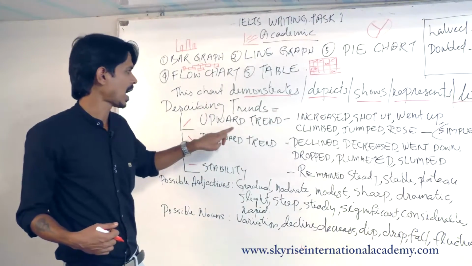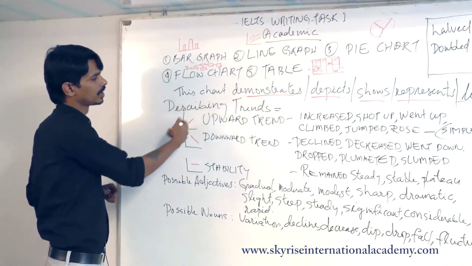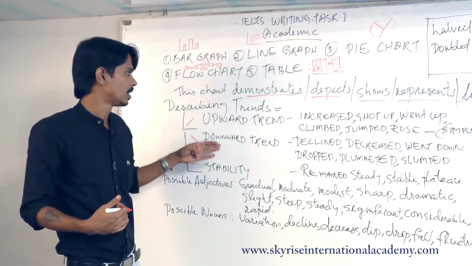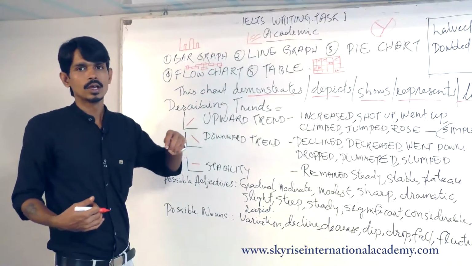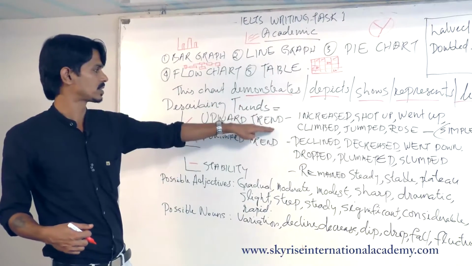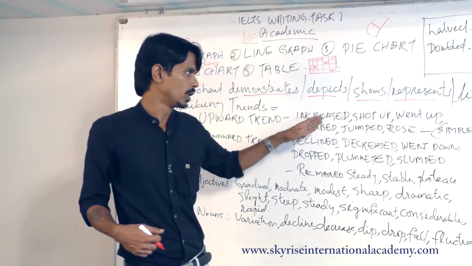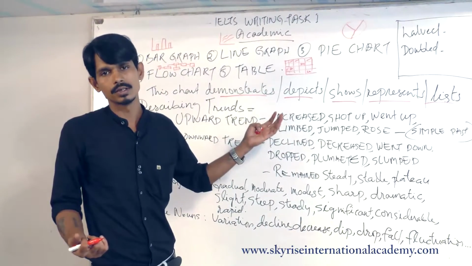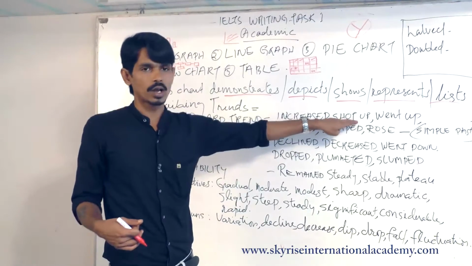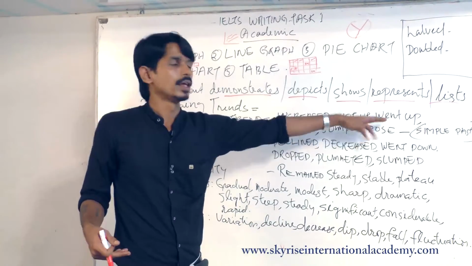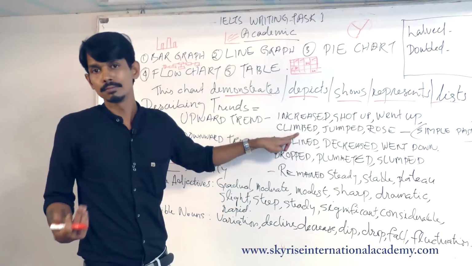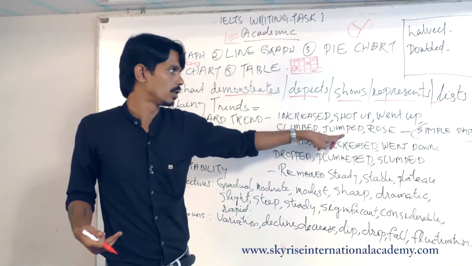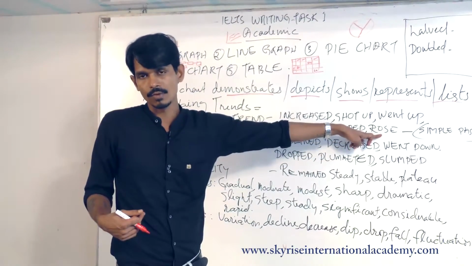So when you describe an upward trend, on the graph you will find a line that goes up, which is definitely understood as an increase. So whenever you talk about an upward trend, it could be a raise in anything. When we describe an upward trend, we could use increased. Now let's say the sales increased in this particular year. Shot up is the second form of shoot, then went up. Climbed is again another academic word you can use in this scenario. Jumped is again another word. Rose, rise, second form of rise is rose.